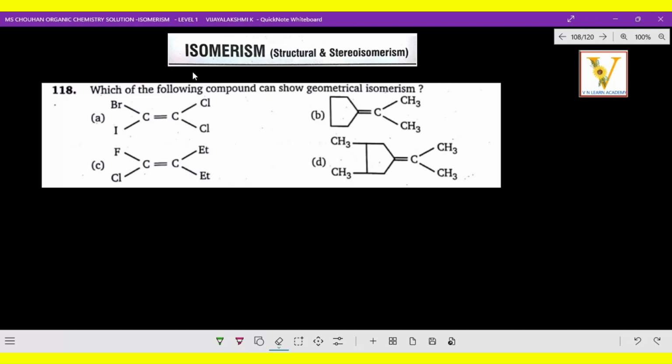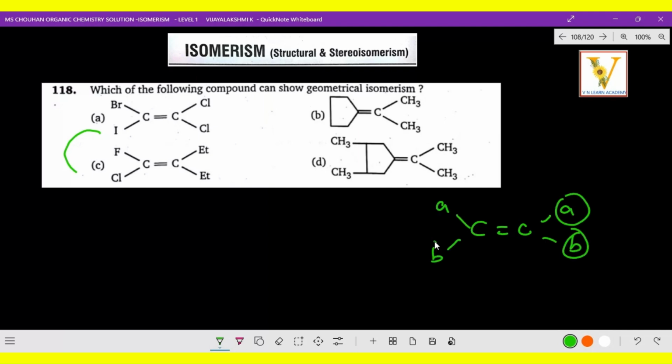The next question we are going to see is: which of the following compounds can show geometrical isomers? It's very simple. How do we identify geometrical isomerism? Carbon double bond carbon, here group A and this is group B. The same way, this side also group A and this is group B. So that means different groups or atoms are attached to that carbon. So this can show geometrical isomers. I hope you got the clarity.